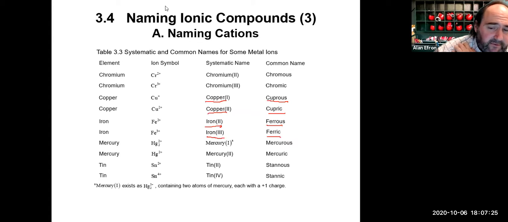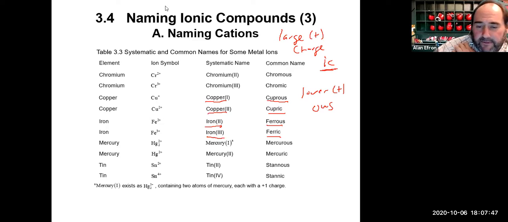Just so you know how this sort of naming goes, the one with the larger positive charge ends in IC, and the one with the lower positive charge ends in OUS. As you can see here, iron 2 is OUS, ferrous. Iron 3 is ferric. Copper 2 is cupric. Copper 1 is cuprous. We won't use these, but they do pop up occasionally. And if you plan on taking what classes after this one, 200B? Yeah, you will see that again. Those older school names come up a little bit later on, when you learn about naming complex ions.